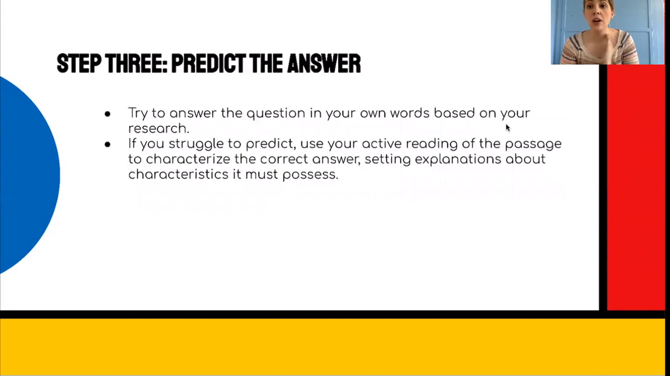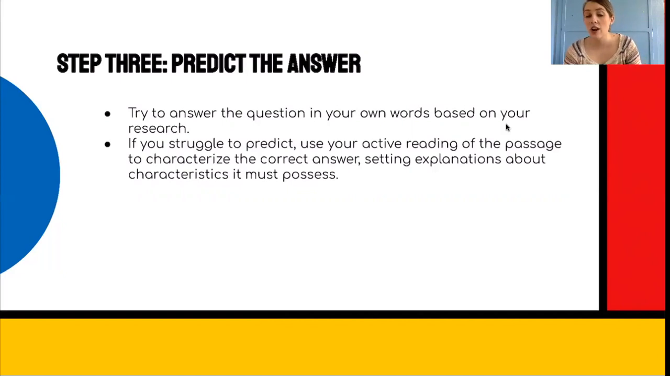Because for step 3, we're going to predict what the answer is. So pretend that this test is not multiple choice. Try to answer the question on your own based on your research so that then you can look at the answer choices. If you're struggling to predict, just look at what kind of tone the answer should be in. So use active reading of the passage, characterize the correct answer, think through what it might be.